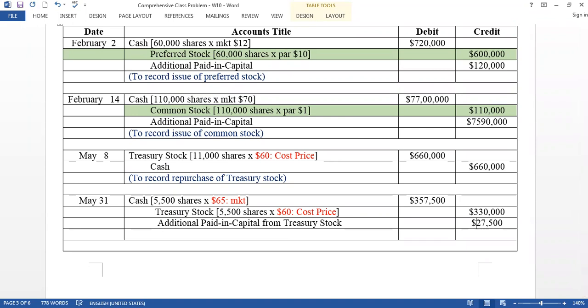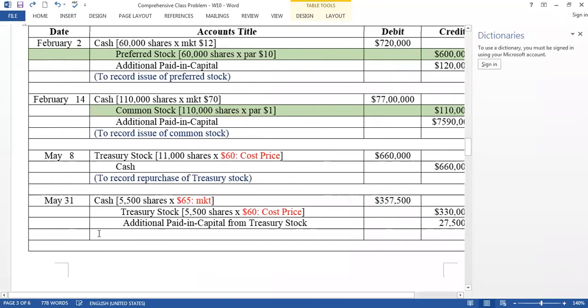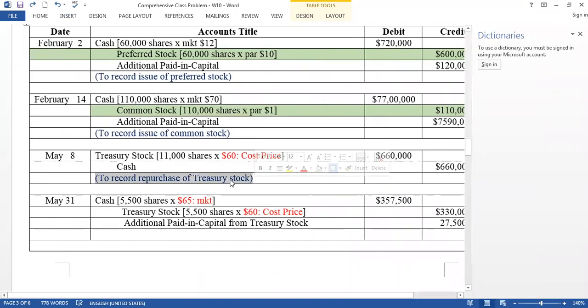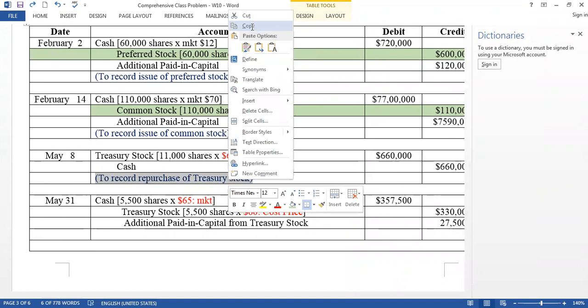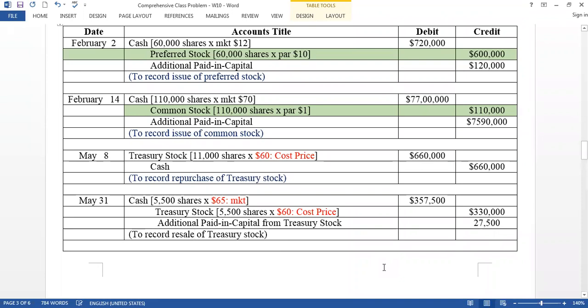And this is the gain because we have more money than the cost. So the narration here is: to record the resell of treasury stock. So this is the narration.